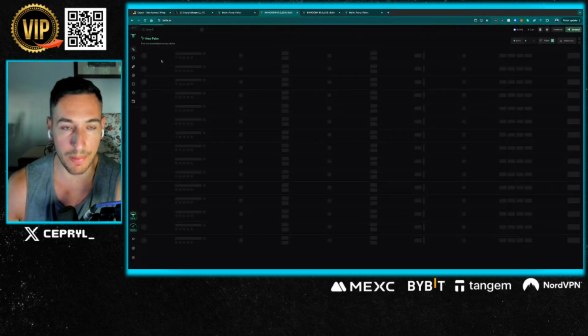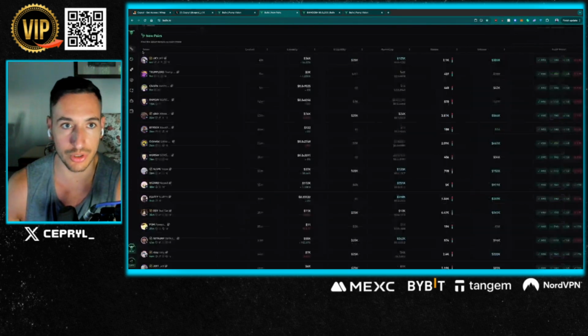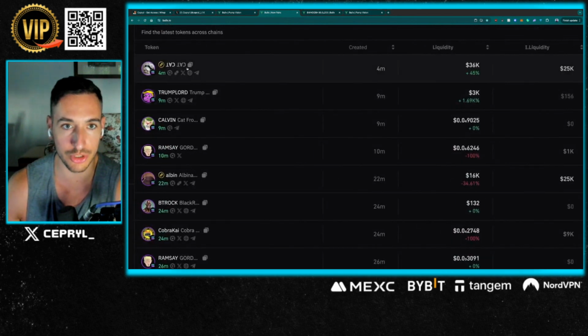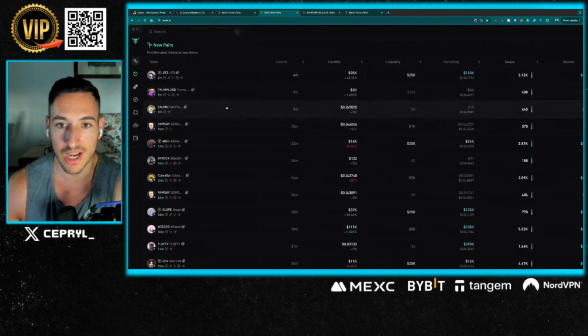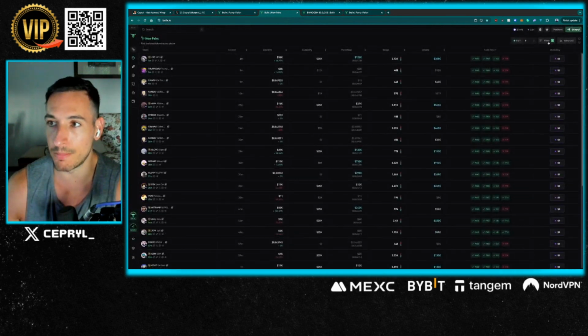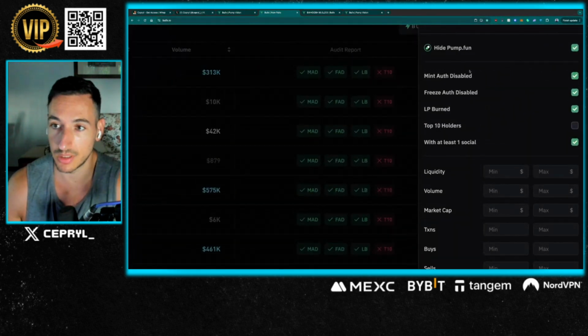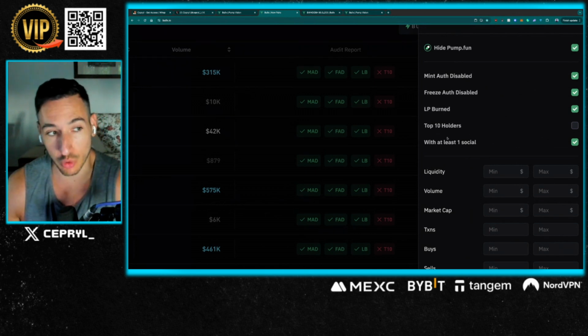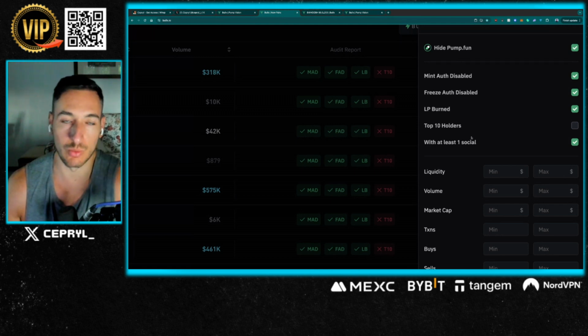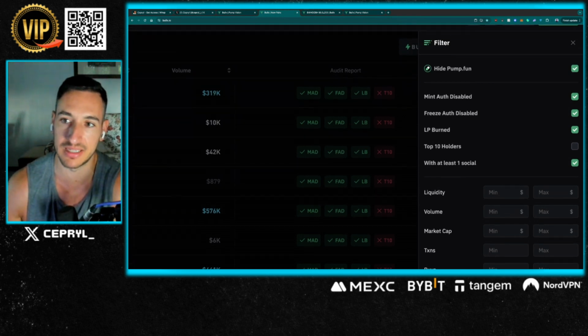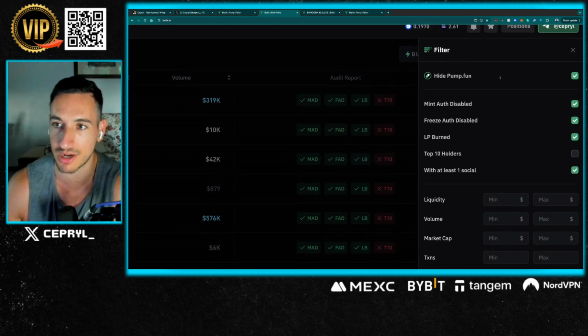Now, the new pairs section, on the other hand, you're going to see all the new pairs, so it's also going to be quite confusing for beginners, but you can also put some filters down here. So I would have all of this: mint and freeze revoked, LP burned, and at least one social. If I'm going to a pair that is already listed as a decentralized exchange pair, I would put at least one social minimum, because otherwise it's probably some insider thing, some insider joke, and they're going to rug you ASAP.